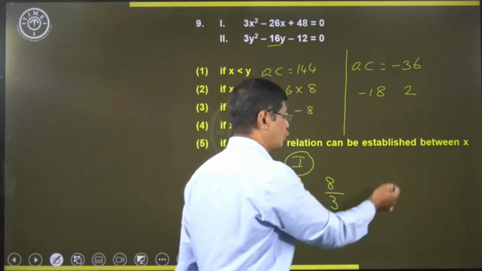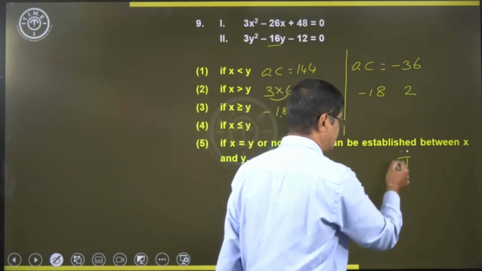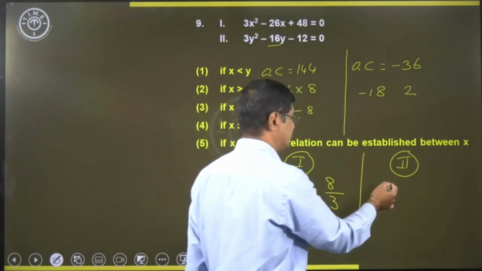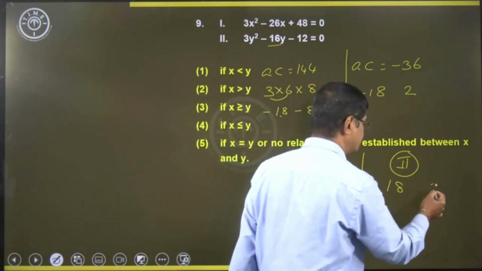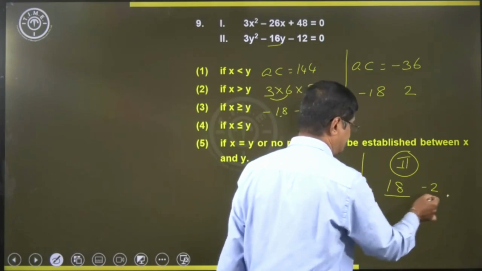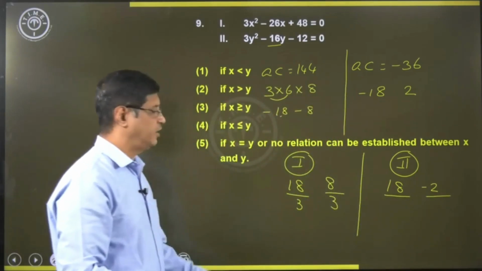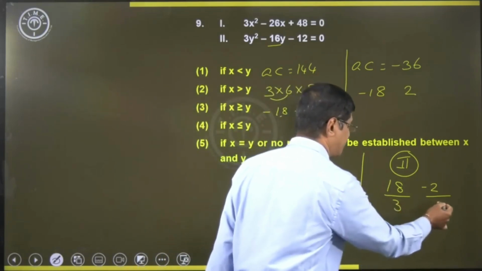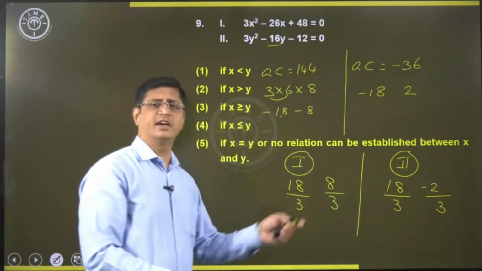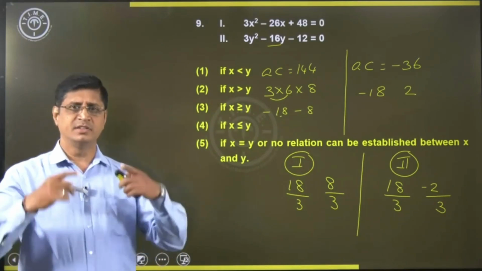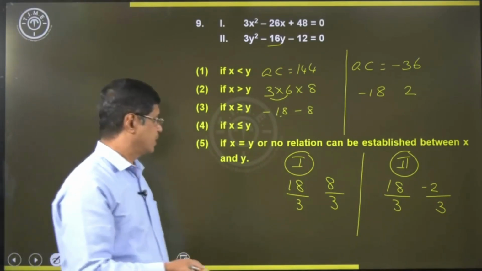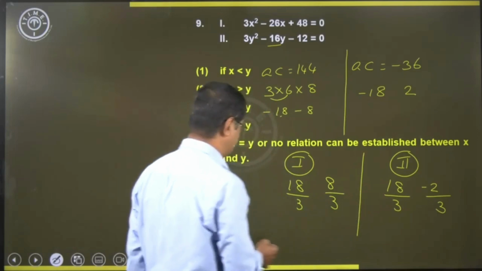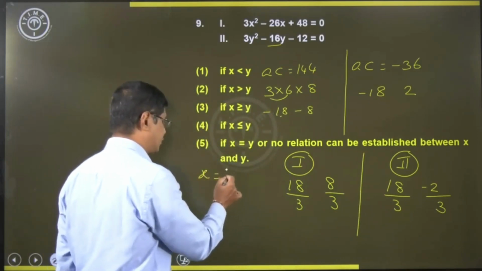Then what about the roots of the quadratic equation? The roots of the quadratic equation here: take the same numbers with opposite sign and divide by the coefficient of y square. The y square coefficient is 3. Dear students, here the denominators are the same. Just observe the numerators. So 18 and 18 both are equal, which means x and y are the same.